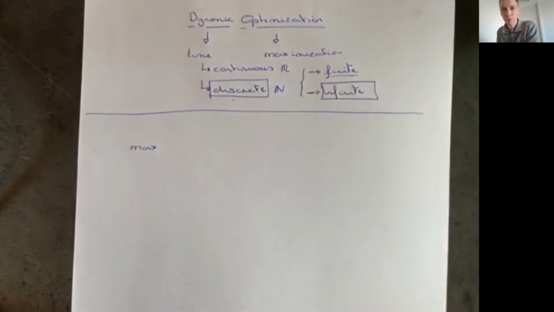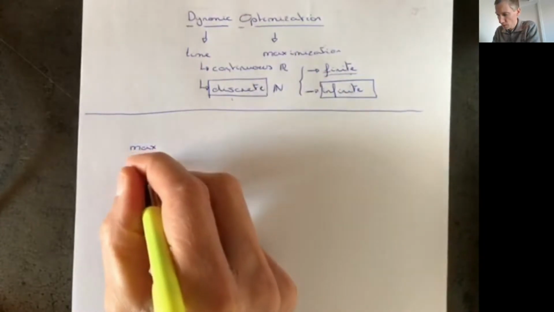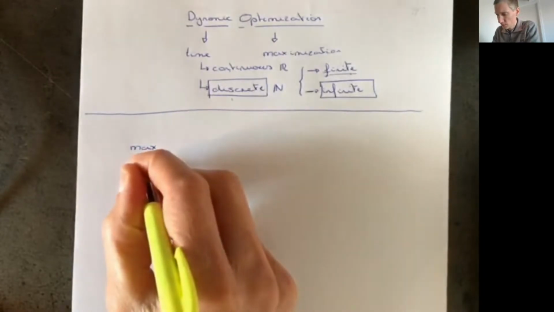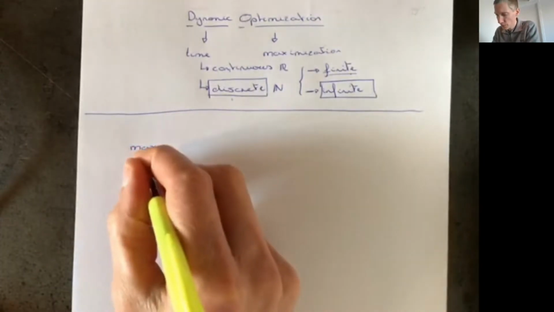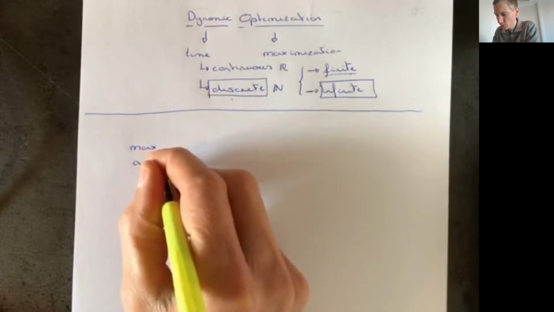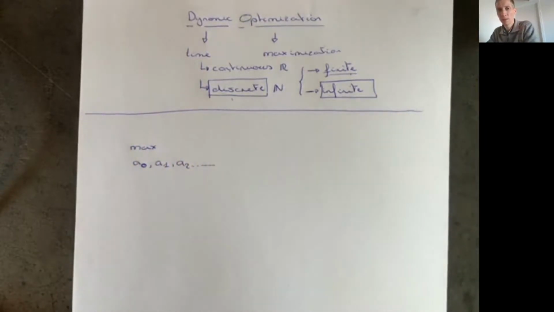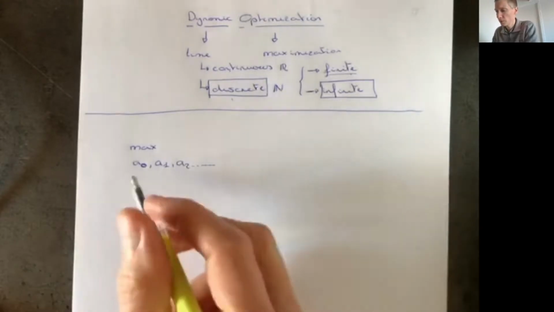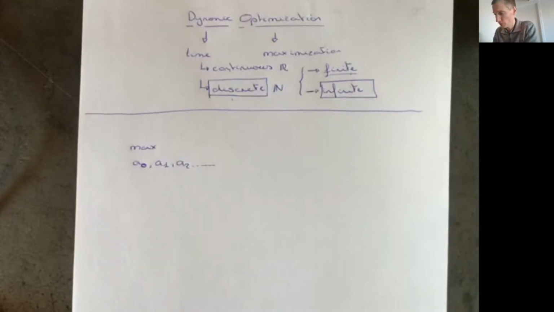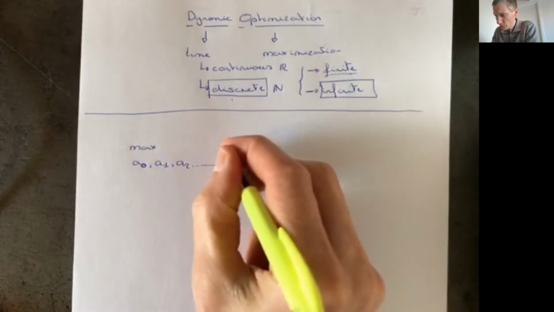So we maximize something. This is the optimization part. And let me say that we're going to maximize over some variables. The first one is called A0, the second one is A1, A2, and so on, right? There are infinitely many A's that we're going to optimize over.